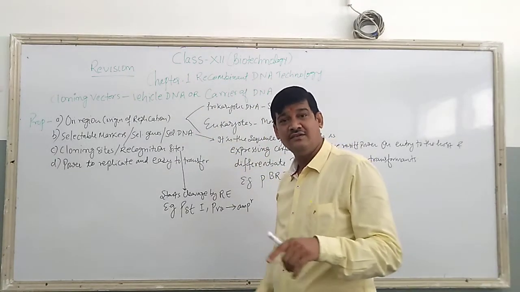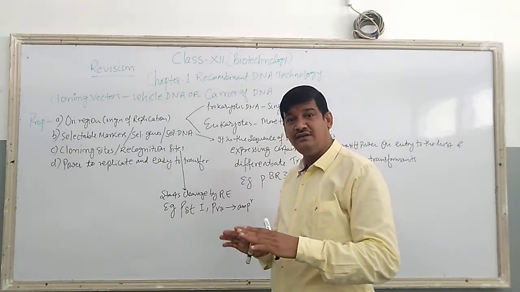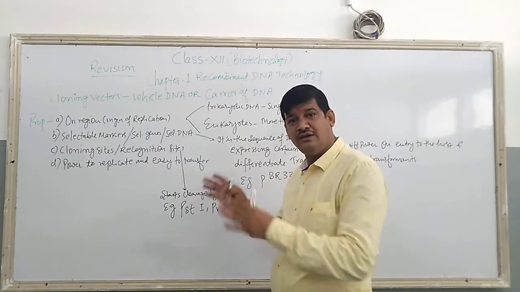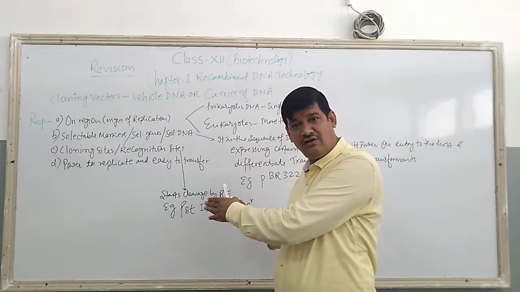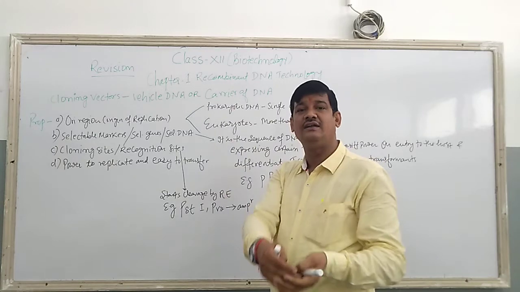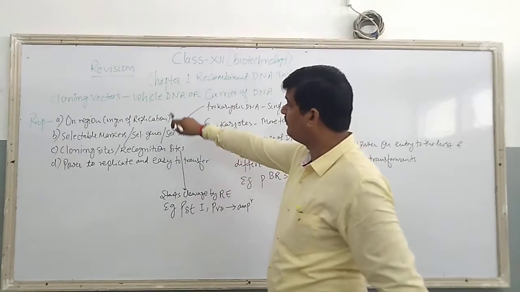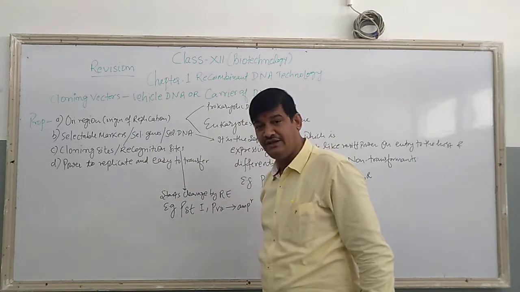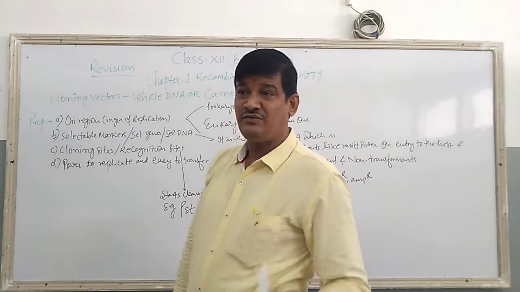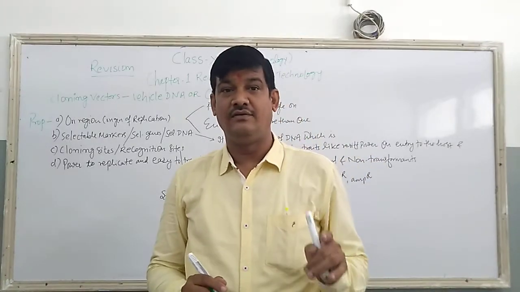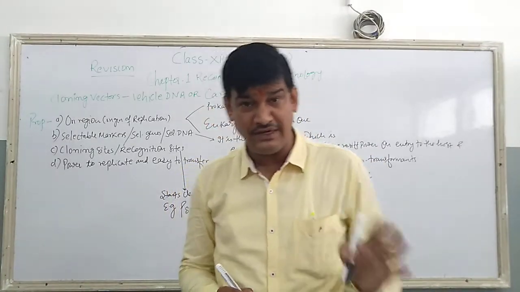Vehicle DNA means that with the help of these cloning vectors, or simply vectors, DNA from one organism is taken to be inserted in another host. Therefore, we call it the carrier of DNA or vector of the DNA. So, this cloning vector must have certain properties.